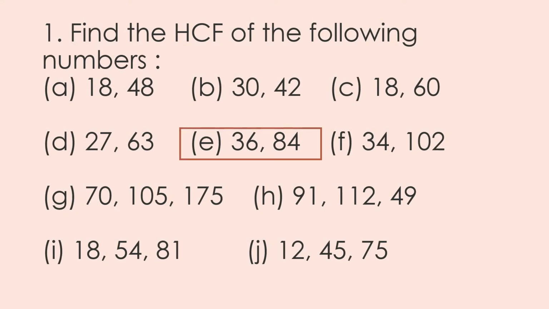Next sum is 36, 84. First let us write 36. Start from 2. 1 2 is 2, remainder 1, 16. So 8 2s are 16. So 18. 18 into 2 is equal to 36.